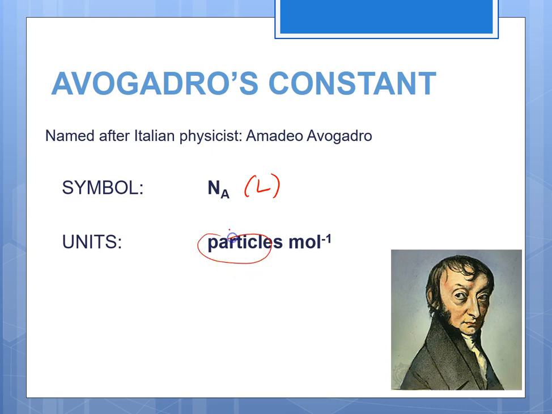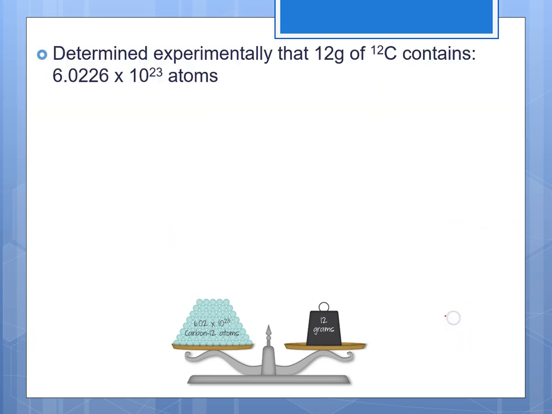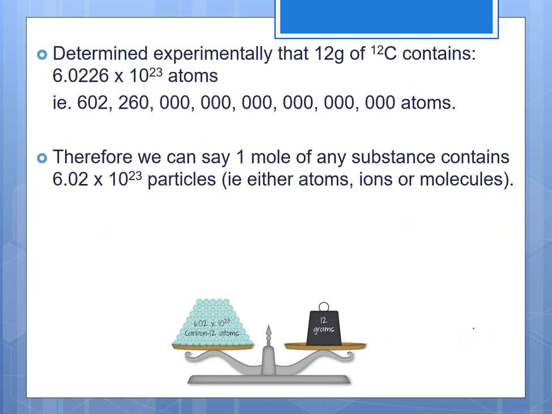Now remembering that this can change, okay? It's whatever particle we happen to be counting. Ions, atoms, fleas, it doesn't matter. Whatever we're counting, it is the unit particles per mole. So it might be the number of oxygen atoms per mole or the number of sulfate ions per mole of copper sulfate, okay? But we define the particle and then give it the per mole notation after that.